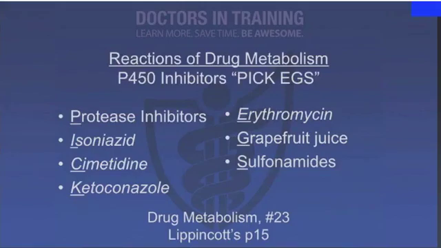C is for cimetidine, which is an H2 blocker, a histamine blocker that's used to suppress gastric acid. K is for ketoconazole, which is an antifungal drug. E is for erythromycin, which is an antibiotic. G is for grapefruit juice. And S is for sulfonamides, or sulfa drugs. These include antibiotics, sulfonylureas, which are used to treat diabetes, and thiazide diuretics.